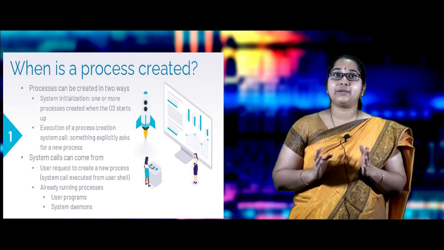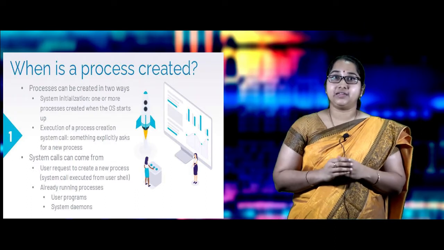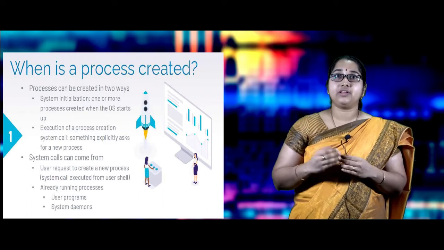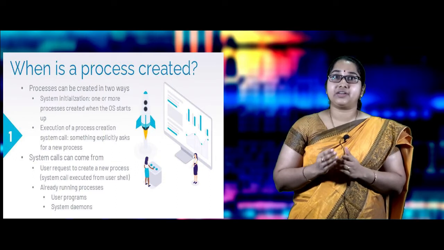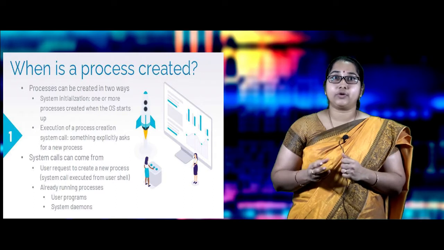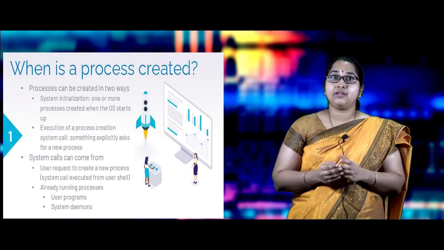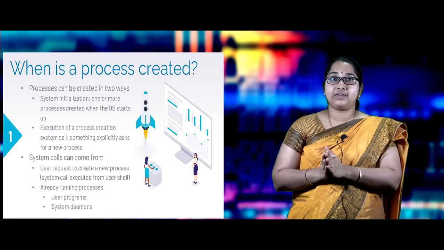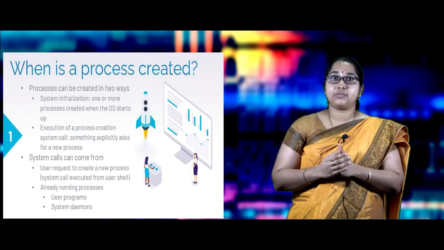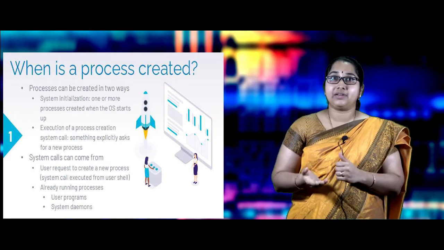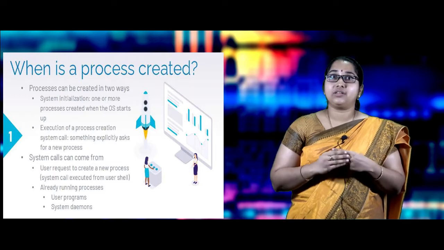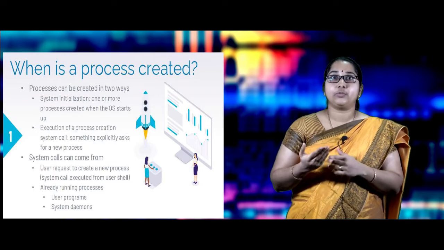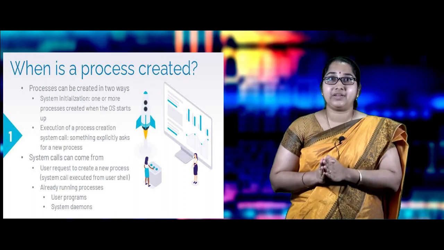The system call can be executed in two ways. Either a user can call for a new process. In this case, a system call is made for creation of a new process and a new process is created. Or else, from already running user programs or already running system daemons, a new process can be created. In such cases, the already running user program or the system daemon will call for a new process and the new process will be created.